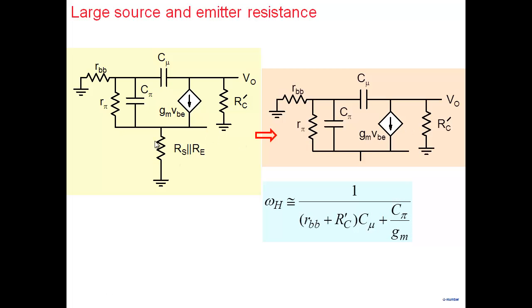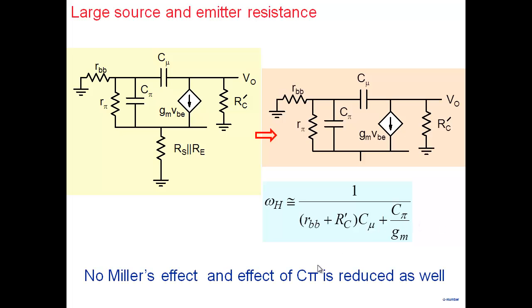Anyway, what we are finding is the following. When you make the emitter resistance very large, the time constant associated with CPI is CPI by GM, and for CMU it is RBB plus RC dash. Cutoff frequency becomes very high. There's no Miller's effect. All these advantages come when you drive your common base amplifier through a very high resistance, and the emitter resistance RE is also large and RS is also large. Both of them are so large that we practically say it's like an open circuit. And then the upper cutoff frequency becomes very high.